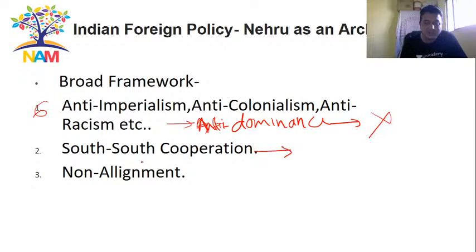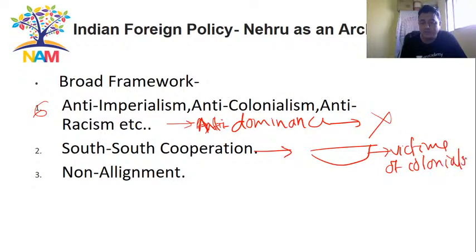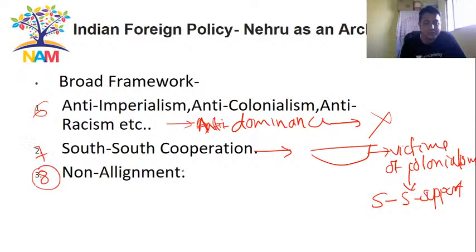Next, we mentioned South-South cooperation. Most of the southern hemisphere countries were victims of colonialism. Yes, and Nehru's broad framework was that these countries should support each other in the process of development. Next, this is the seventh broad framework.